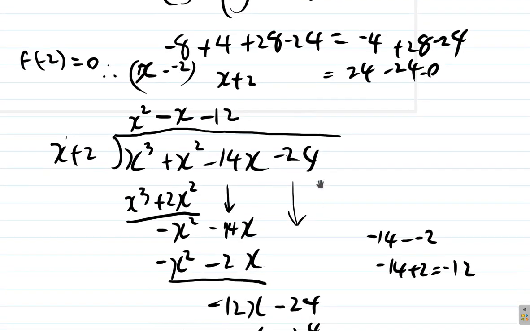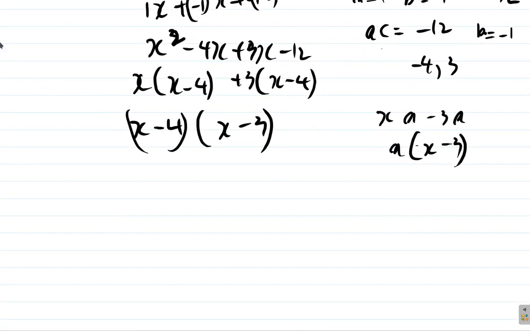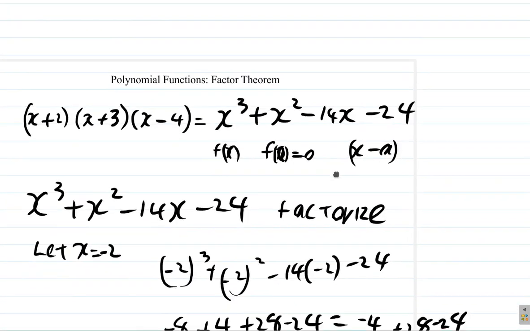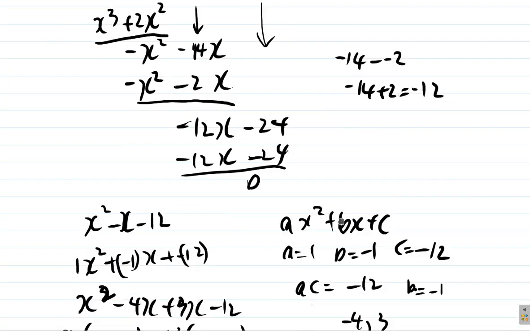x plus 2 is one of them. So as you see, x cubed plus x squared minus 4x minus 24. So therefore, x cubed plus 3x squared minus 14x, what else did it say? Minus 24.